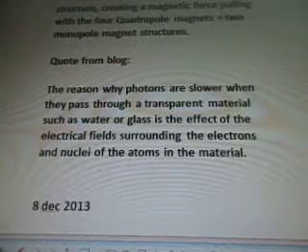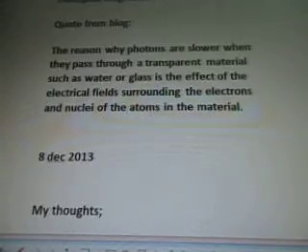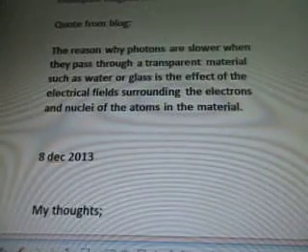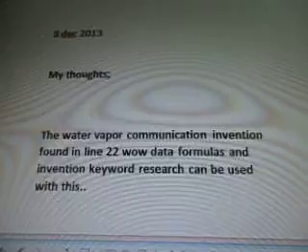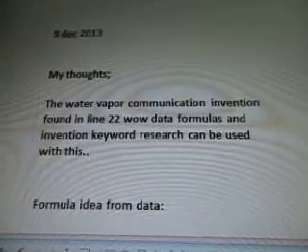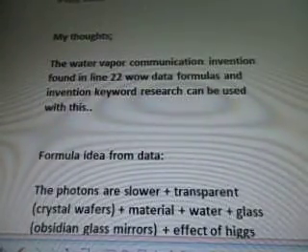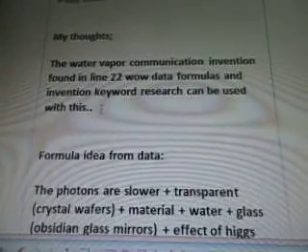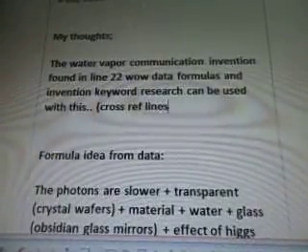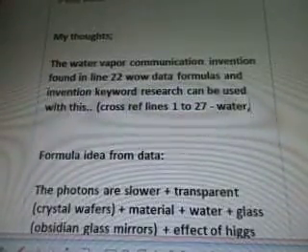Quote from blog: the reason why photons are slower when they pass through a transparent material such as water or glass is the effect of the electrical fields surrounding the electrons and nuclei of the atoms in the material. My thoughts: the water vapor communication invention found in line 22, while data formulas and convention keyword research can be used with this. So we'll do cross-reference. Cross-reference lines 1 to 27 for water, vapor, and communication.